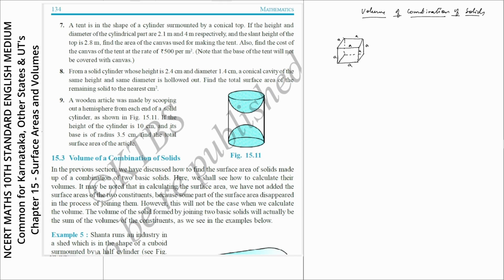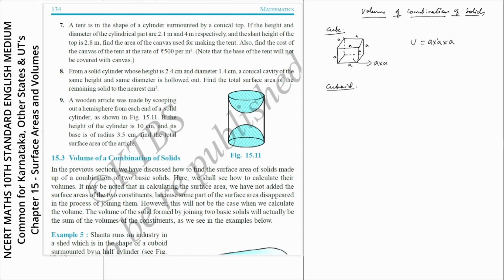Now what is the area of the base of the cube? The area of the base is given by side into side, a into a. Now if I multiply the height also, which is a here, I'll get the volume. So volume of a cube is given by a into a into a, where a is the dimension of the sides.